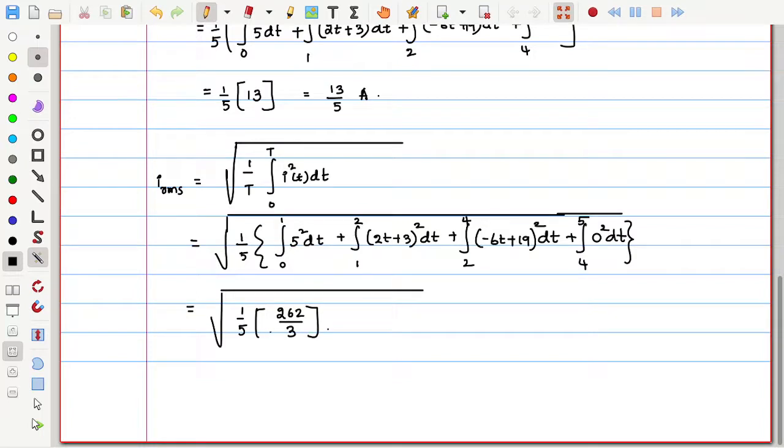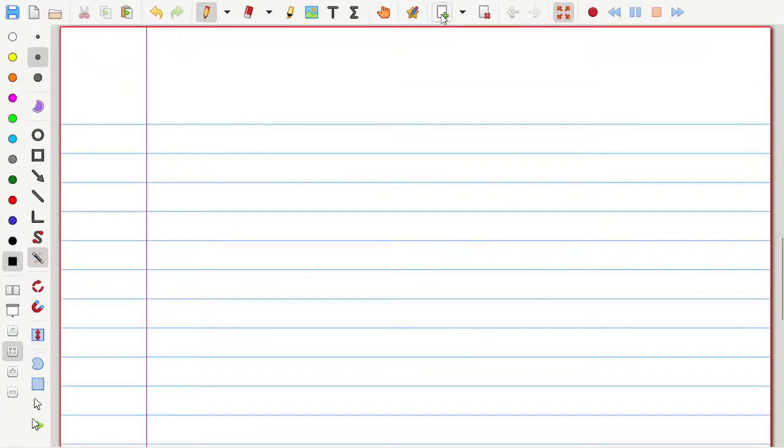So we got this as 262 by 3. How much is the final answer of this? So square root of the answer divided by 5. 4.179, sir. Very good. 4.179 amperes. Yes, sir. Okay. So now, once you get this average value and RMS value, there are some more interesting factors.